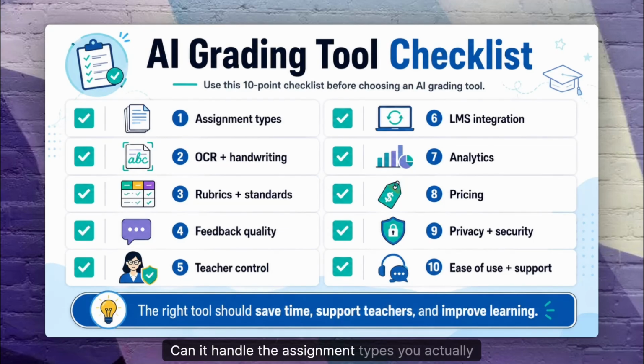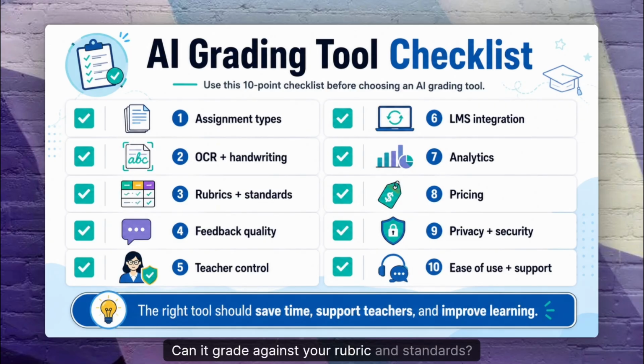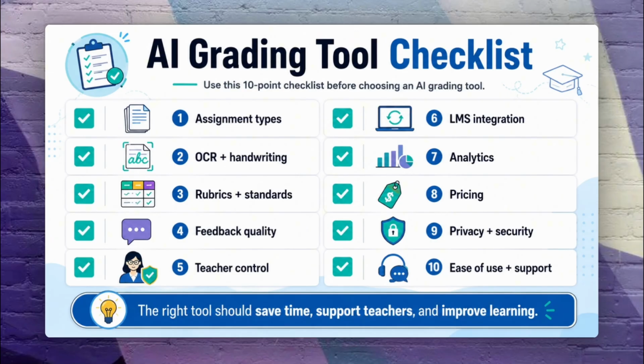So before choosing an AI grading tool, use this checklist. Can it handle the assignment types you actually want to grade? Can it read handwritten and scanned work? Can it grade against your rubric and standards? Is the feedback specific and useful? Does the teacher stay in control? Does it work with your LMS? Does it turn scores into teaching insights? Is pricing clear? Is student data protected? And will teachers actually use it?